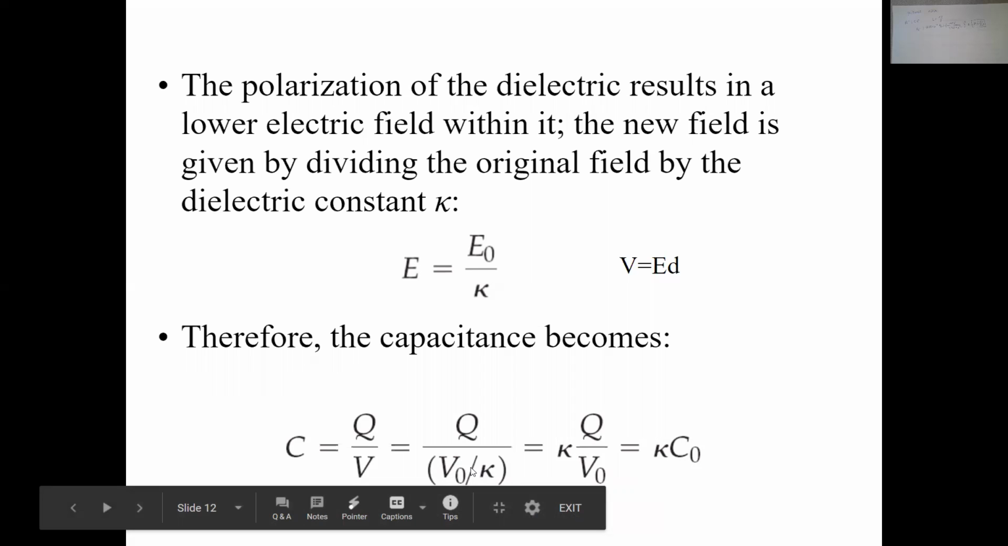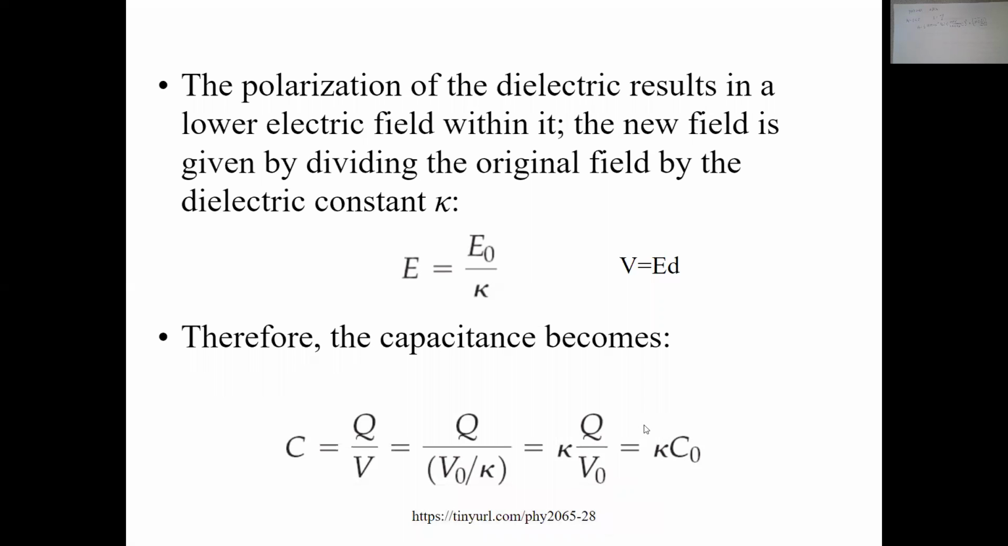Now V is in the denominator. Kappa in the denominator of the denominator will flip up to become the numerator. So it's kappa times Q over V. Your capacitance then at the end is increased by a factor of kappa, okay? So kappa is called the dielectric constant of the material of the insulator, okay?